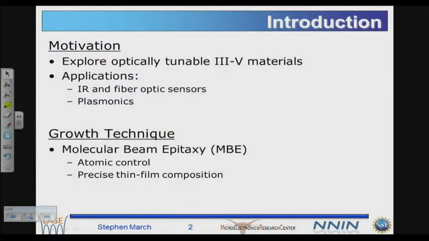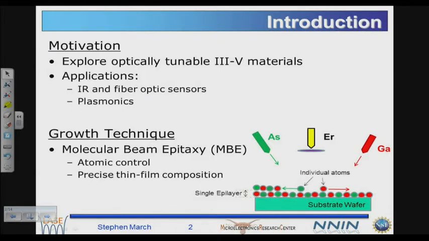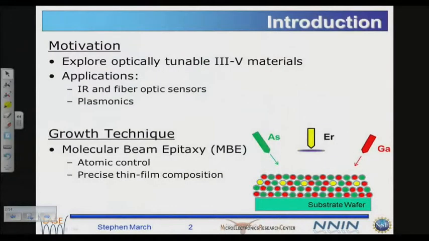The main growth technique we're using for this particular project is molecular beam epitaxy. This is a fantastic technique because it allows you to have atomic control over your growth as well as create different materials with really exact composition. For a sample growth with an arsenic, erbium, and gallium system, you'd start with a substrate wafer. In our case, we're looking at a gallium arsenide wafer. You start by depositing different epitaxial layers where you can focus on the individual epi layers as well as the individual atoms. You continue this growth process one atomic layer at a time such that you create the exact composition that you want.